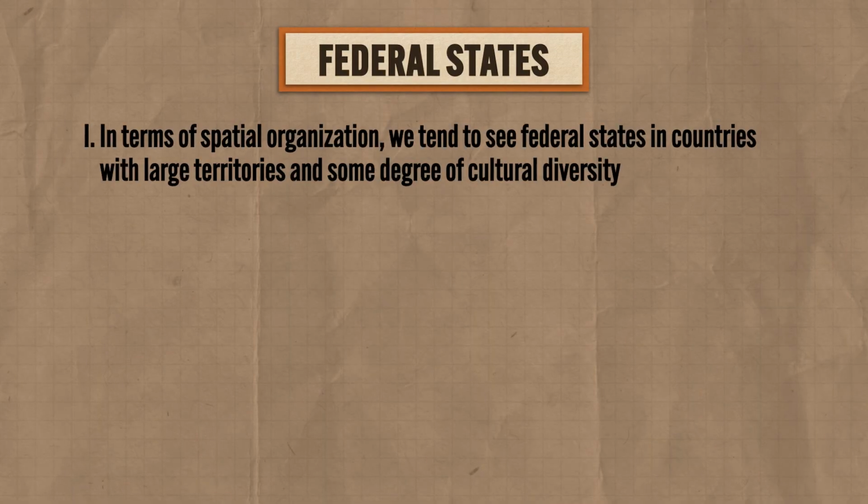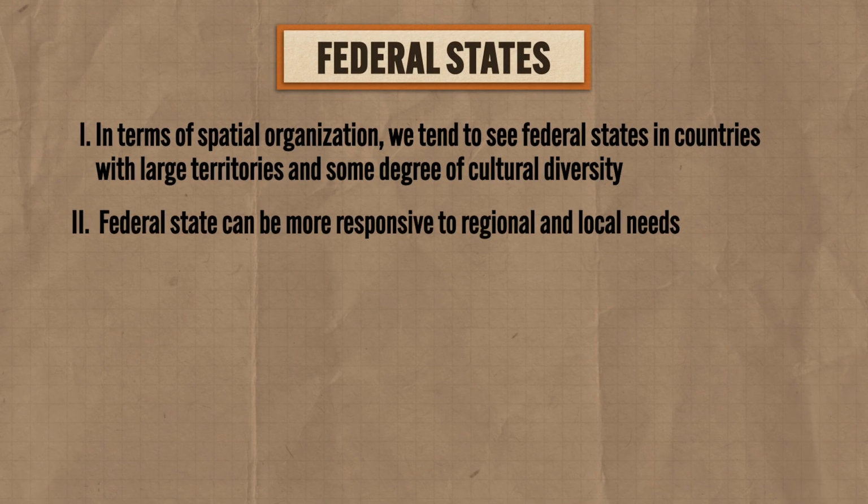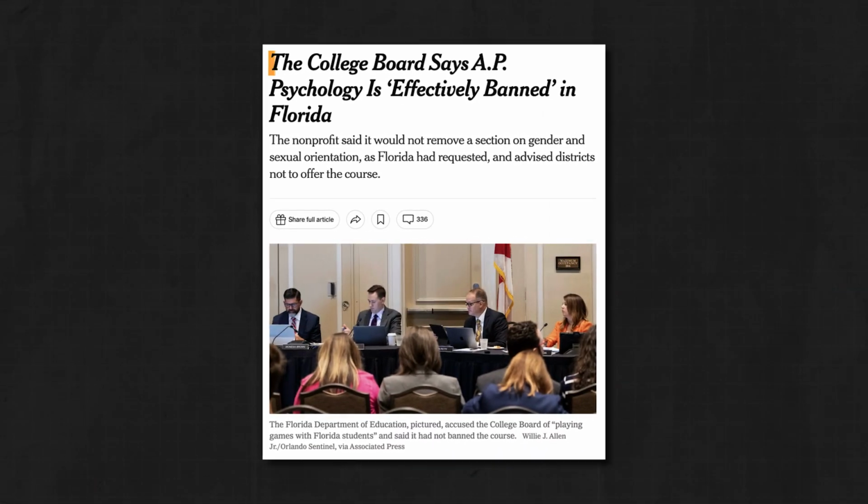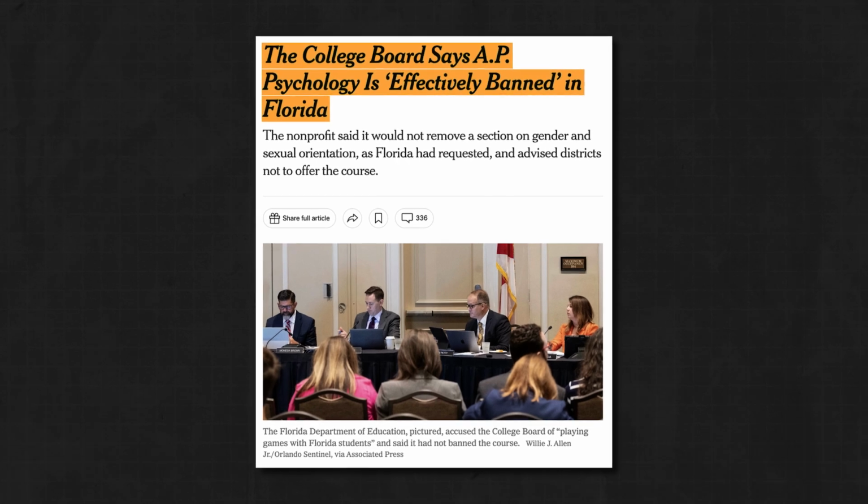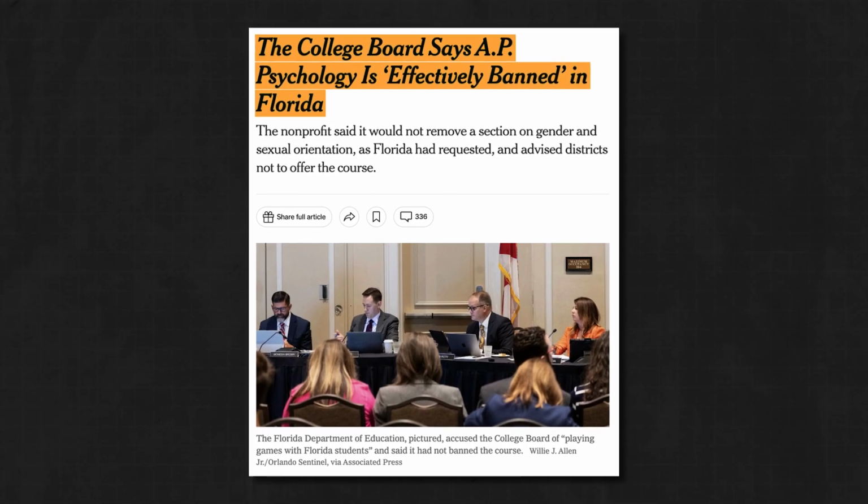Now, in terms of advantages, a federal state can be more responsive to regional and local needs. In the United States, one state can pass laws its own people want that don't affect any other state. For example, Florida has been making significant changes to their school curricula that reflect the will of the majority who live there. But those changes don't bleed into Georgia or Alabama or anywhere else, and that's a good thing because maybe citizens in those states don't agree with those changes.